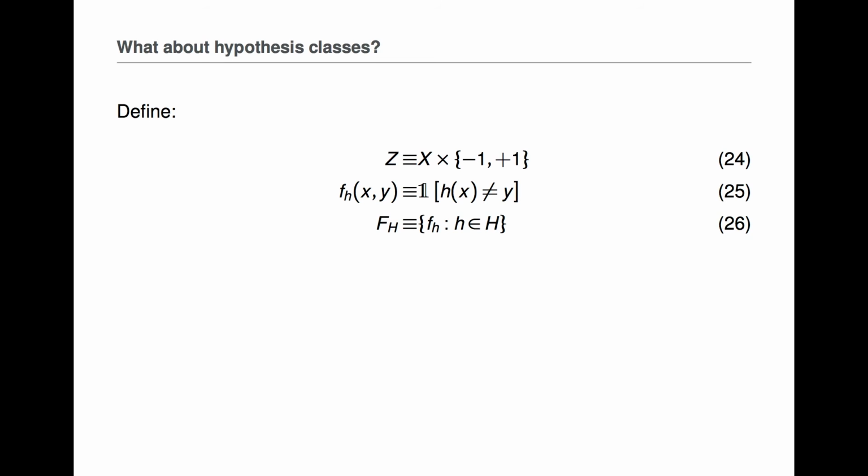But thus far, we've been talking about these z's. So what are these z's? You can think of these z's as a Cartesian product of our data x and our labels plus or minus 1. And the function applied to x and y is basically going to be an indicator function that says, did we get it right or not? Did the output of our hypothesis match the label or not?